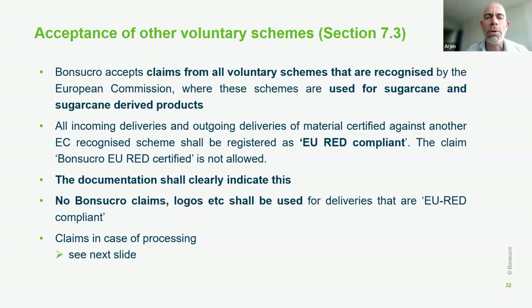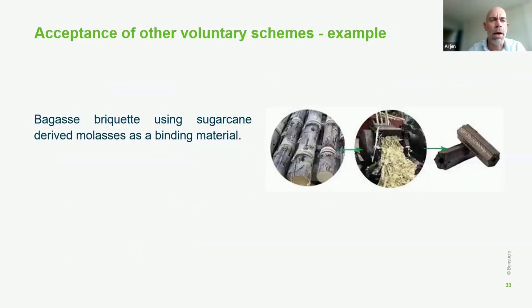So this difference between Bonsucro EU-RED certified and EU-RED compliant is probably pretty straightforward if there is only material going in and going out. However, it might become a bit more complicated in case of processing of different feedstocks with potentially different claims attached to it. So that's why I wanted to explain that a bit further. By way of a very simple example, here is an example where a bagasse briquette is being produced using sugarcane-derived molasses as a binding material. So there's a process with two ingredients: bagasse and molasses from sugarcane, which are together formed into a briquette.